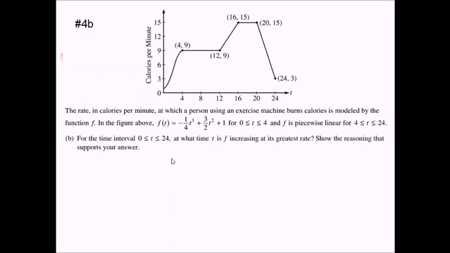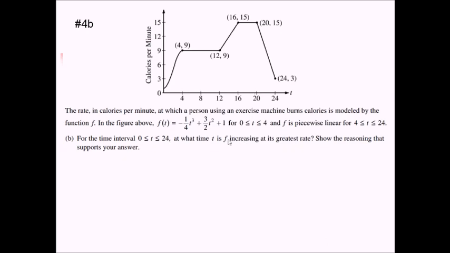On this problem, they want to know on the time interval from 0 to 24, at what time is f increasing at its greatest rate? So just to translate what they're asking for here, if we're asking where f is increasing, we're asking about f prime, so we want the highest value of f prime. We want to find the absolute max on this interval for f prime.